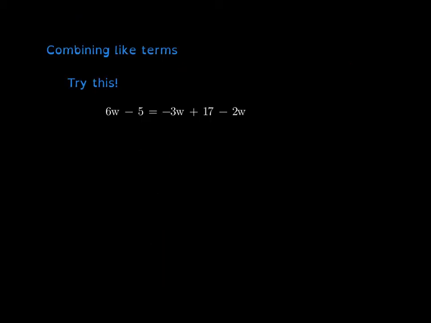So I'll give you a second to look at this example. You can give this one a try. Pause the video if you like. We're going to start by combining like terms. The right-hand side has a minus 3w, and then it has a minus 2w over here. So we're going to start by combining those. So that will look like this. We'll have 6w minus 5. Left doesn't change. And then equals minus 3w minus 2w. Well, that's minus 5w. The plus 17 doesn't change.